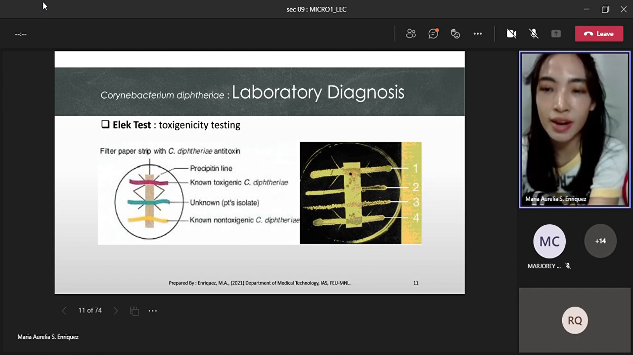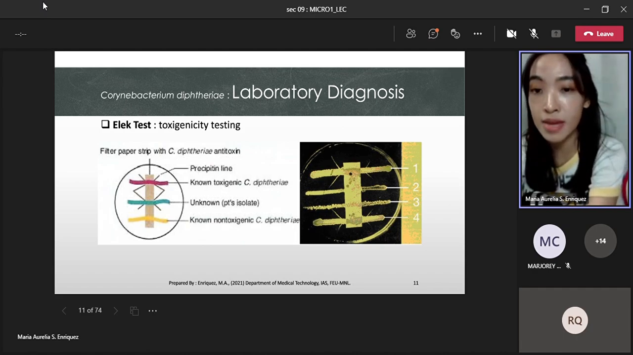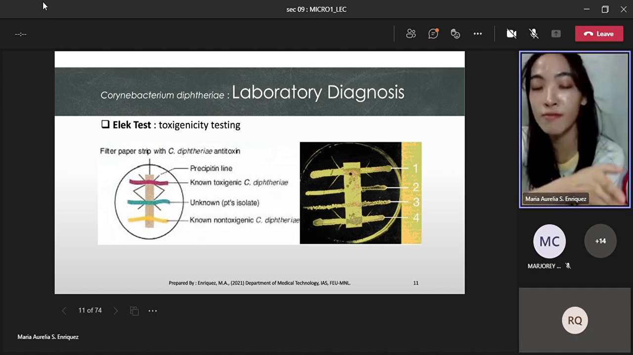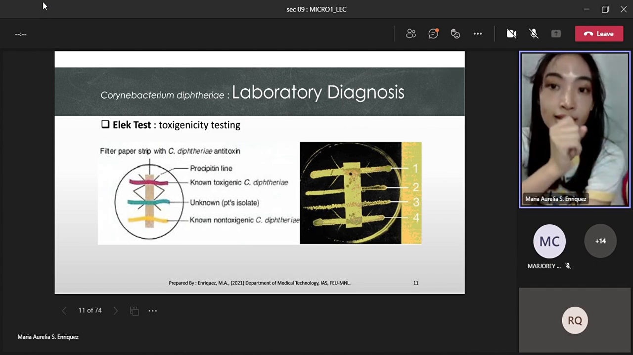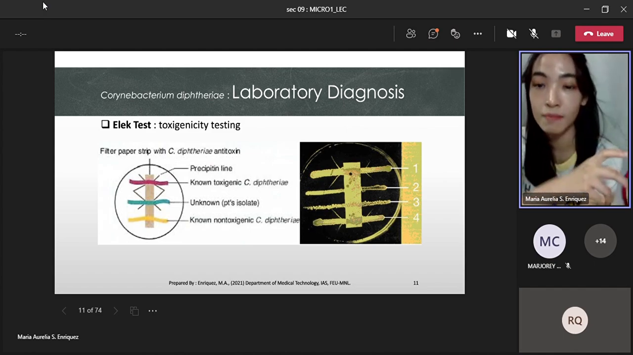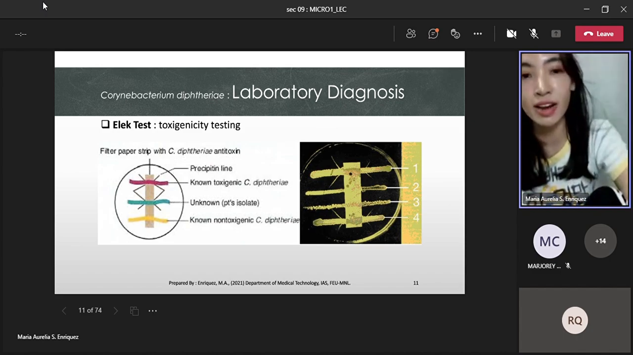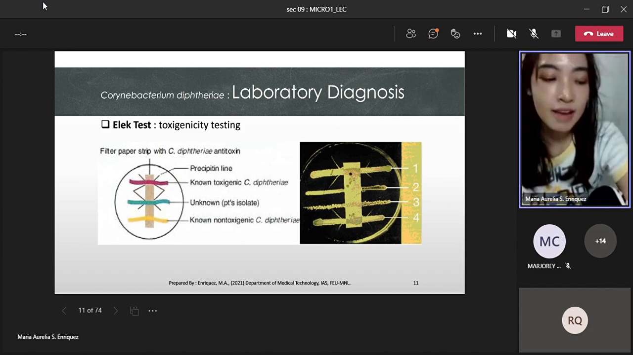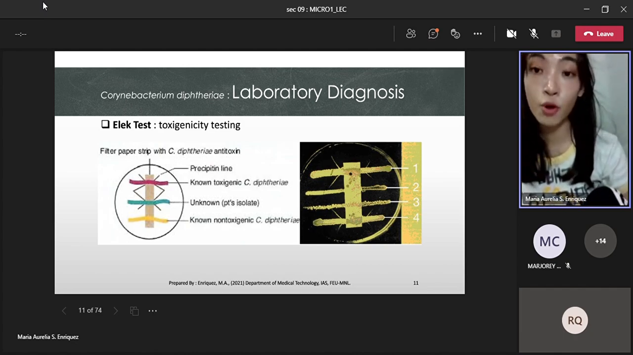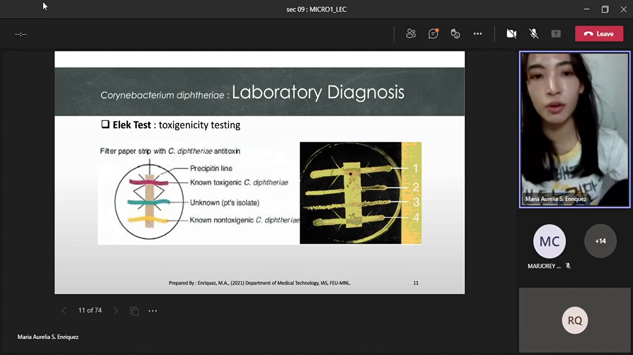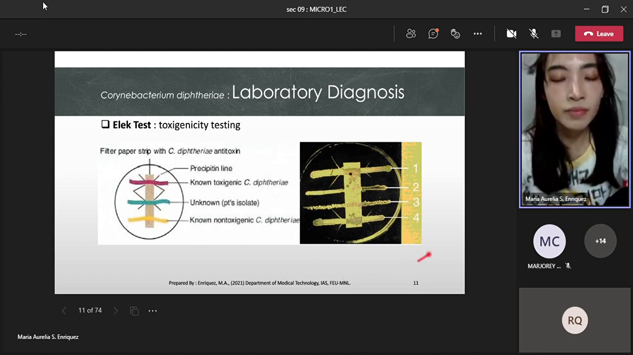The plate is incubated at 35 degrees Celsius and examined after 18 to 24 to 48 hours. So, titingnan natin siya in intervals of time. So, we would start at 18 hours and then kung wala pa, we'd check again after 24 hours. And then final results would be reported after 48 hours. So, ayun po, tingnan natin tong example na to.